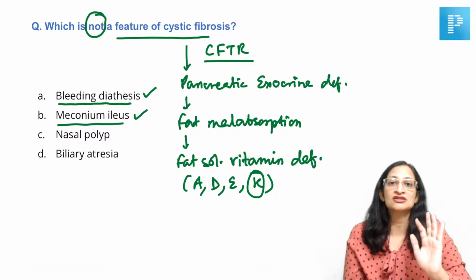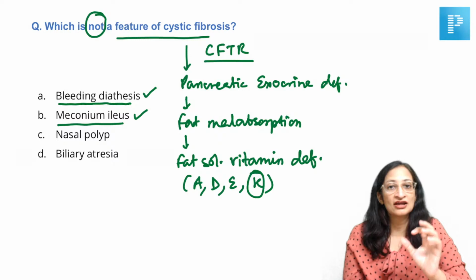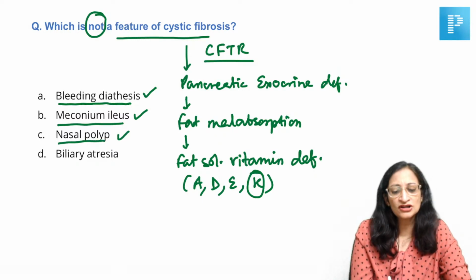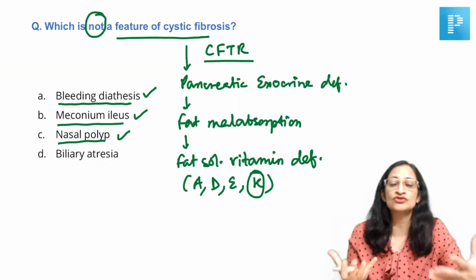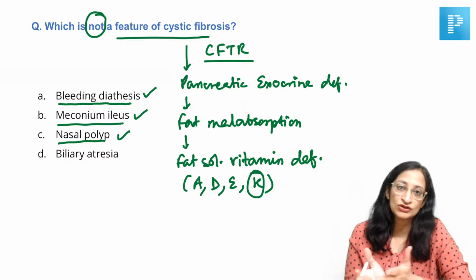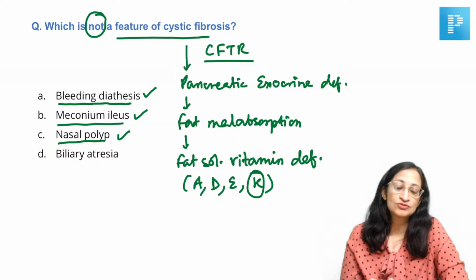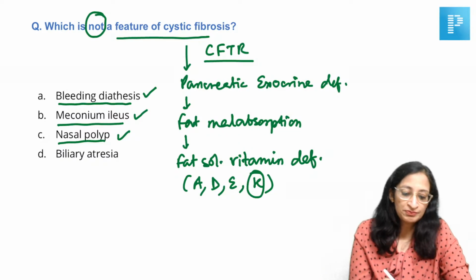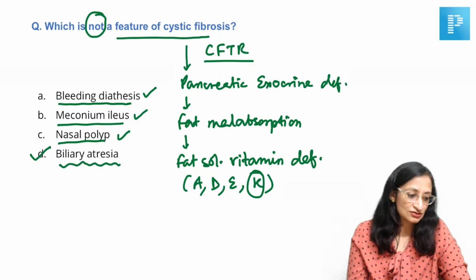So meconium ileus, meconium peritonitis, and distal intestinal obstruction syndrome, all that can be there in a child with cystic fibrosis. Nasal polyps and rectal prolapse are also known features of cystic fibrosis. The usual presentation, of course, is with recurrent pneumonias. So recurrent pneumonias are there, and there is fat malabsorption, so greasy bulky stool which floats on water is there. But biliary atresia is not as such a feature of cystic fibrosis, right?